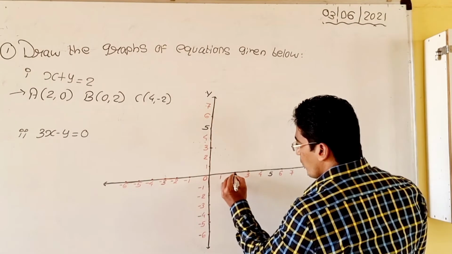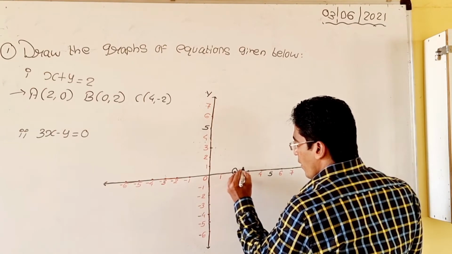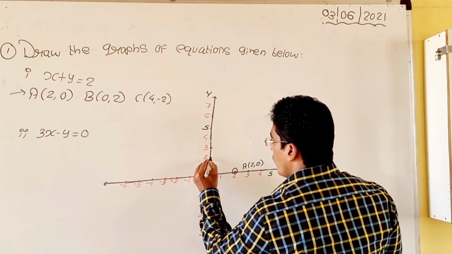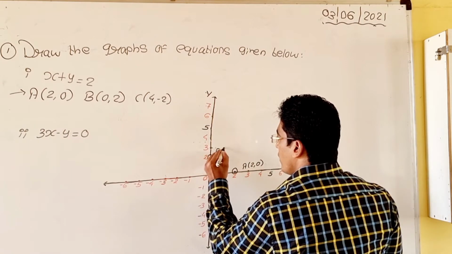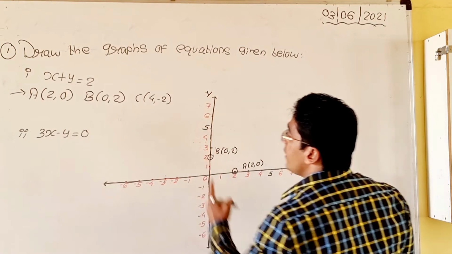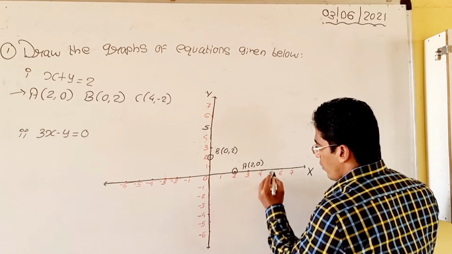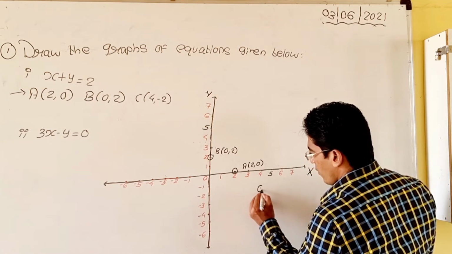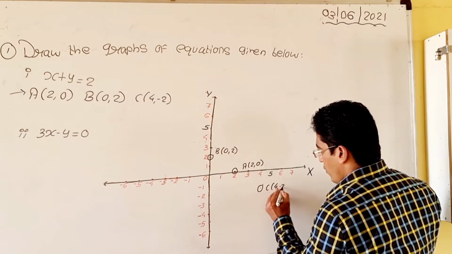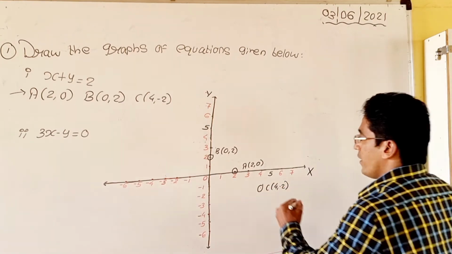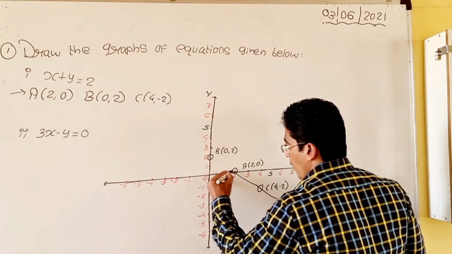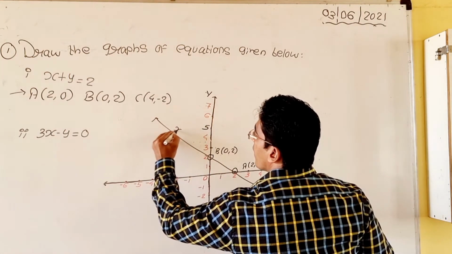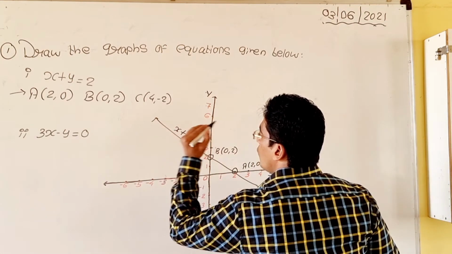A (2, 0). B (0, 2). C (4, minus 2). Now just join these 3 points. This is the graph of the equation x plus y is equal to 2.